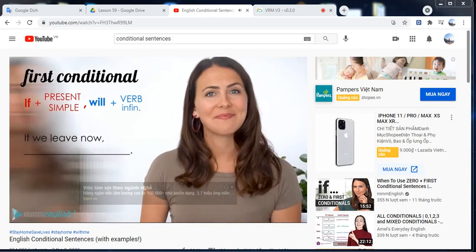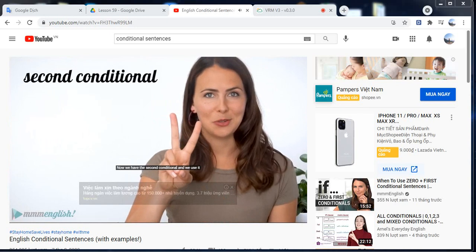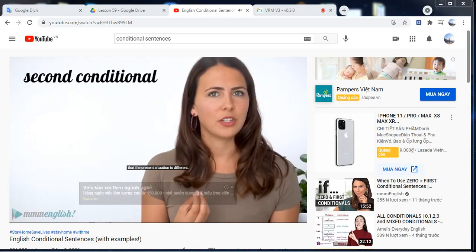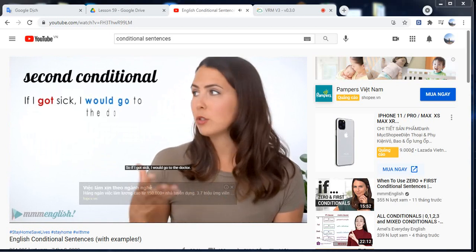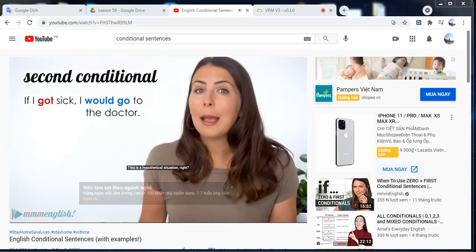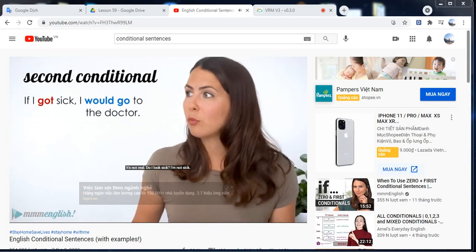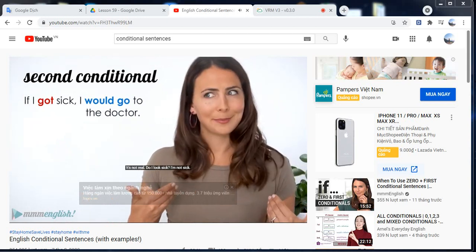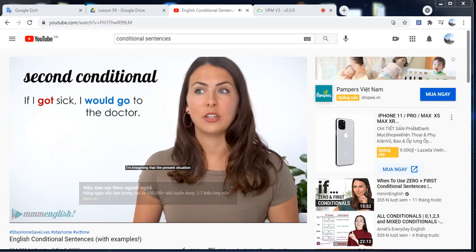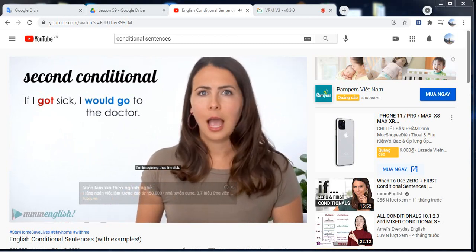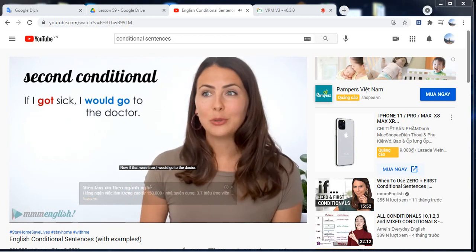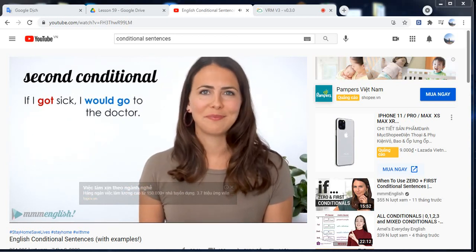Now we have the second conditional, and we use it when we want to imagine that the present situation is different. So if I got sick, I would go to the doctor. This is a hypothetical situation, right? It's not real. Do I look sick? I'm not sick. I'm imagining that the present situation is different for some reason. I'm imagining that I'm sick. Now, if that were true, I would go to the doctor.